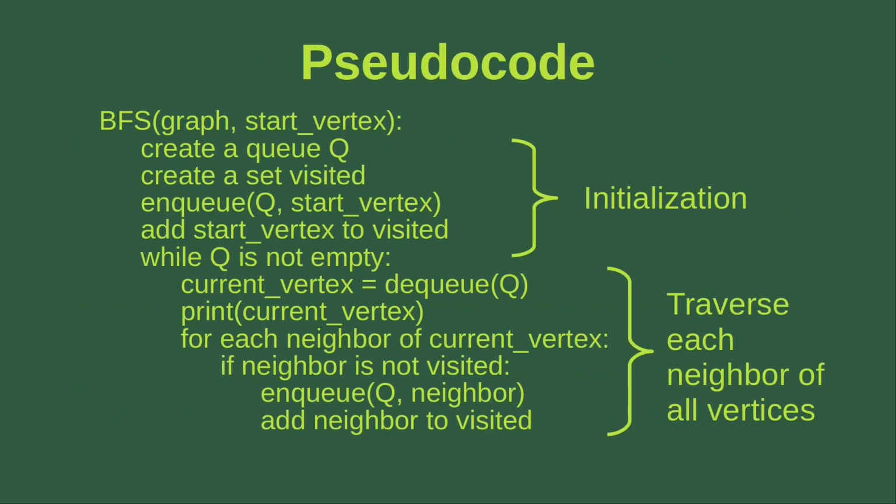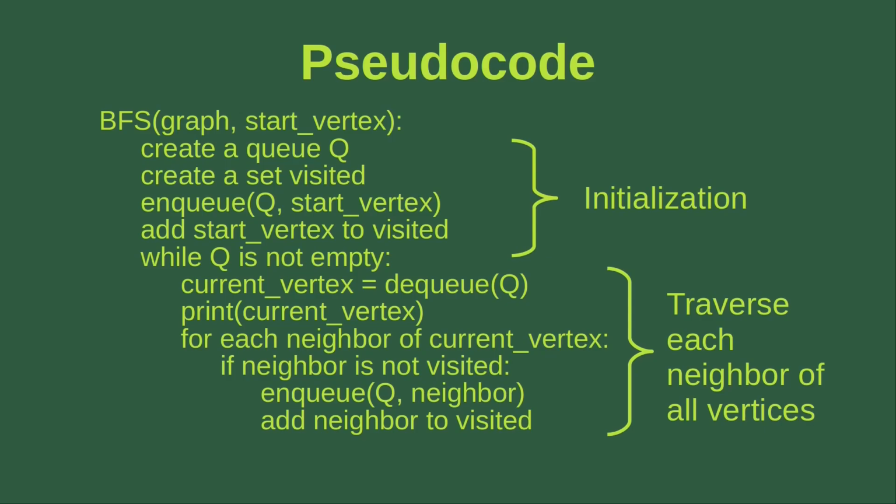So let us take a look at the pseudocode of the breadth-first search. First, we need to create a queue, and we also need to create a set. The set is going to store the visited nodes. And we have to enqueue the first vertex called the start vertex. And we have to add the start vertex to the set called visited that we created shortly. The first 4 steps would involve the initialization of the program.